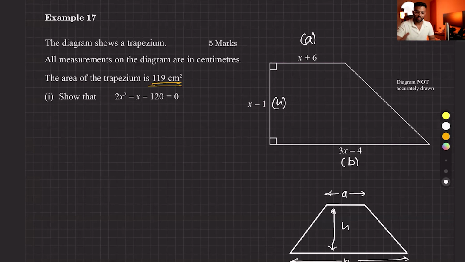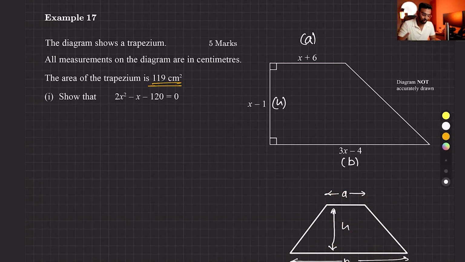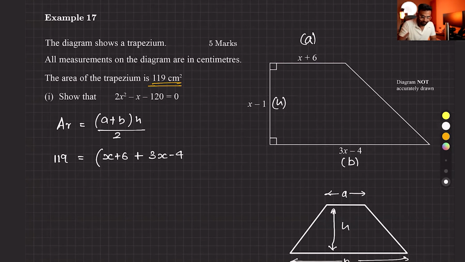And straight away, using this formula, we are going to replace things. In exam, it's not necessary to draw this diagram, but I would like you guys to write the formula and then replace it. Don't just replace it. So write it here: A plus B times H divided by 2. And then you will replace it. 119 equals A is x plus 6 plus B is 3x minus 4, multiply that with x minus 1, whole thing divided by 2.